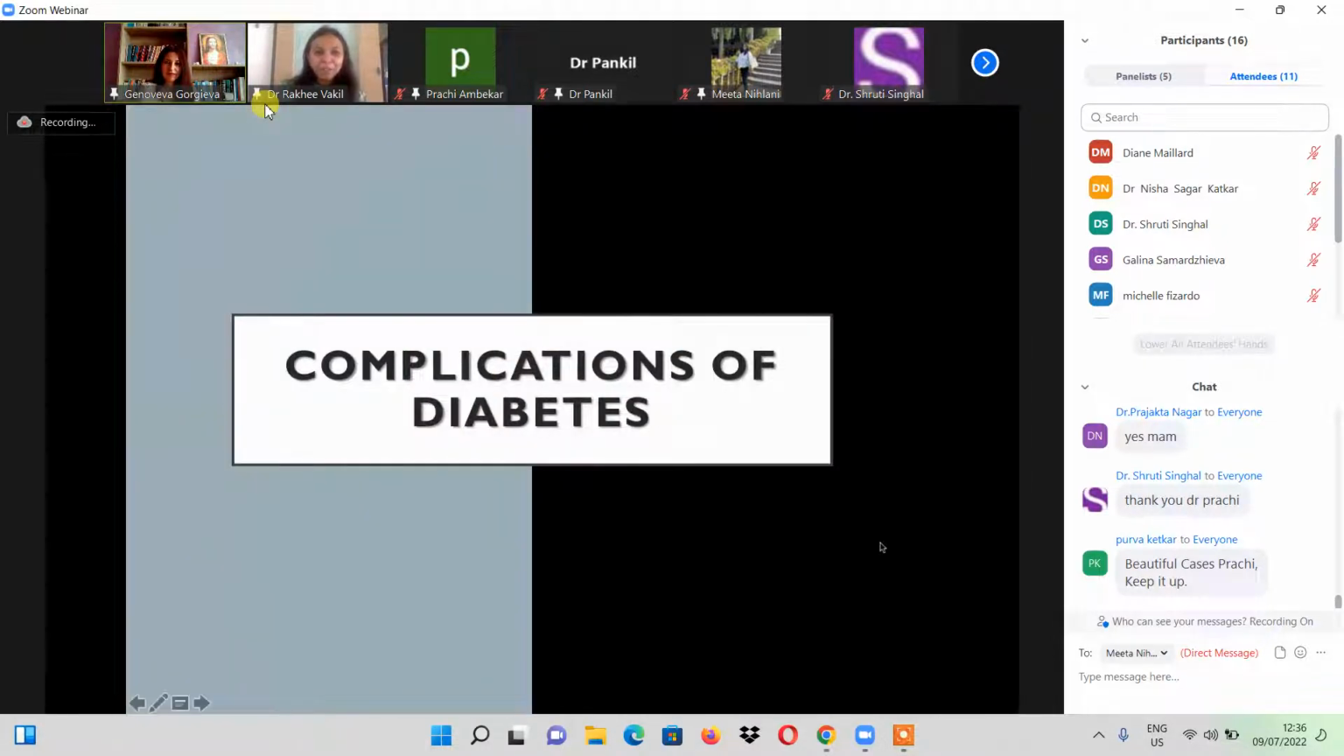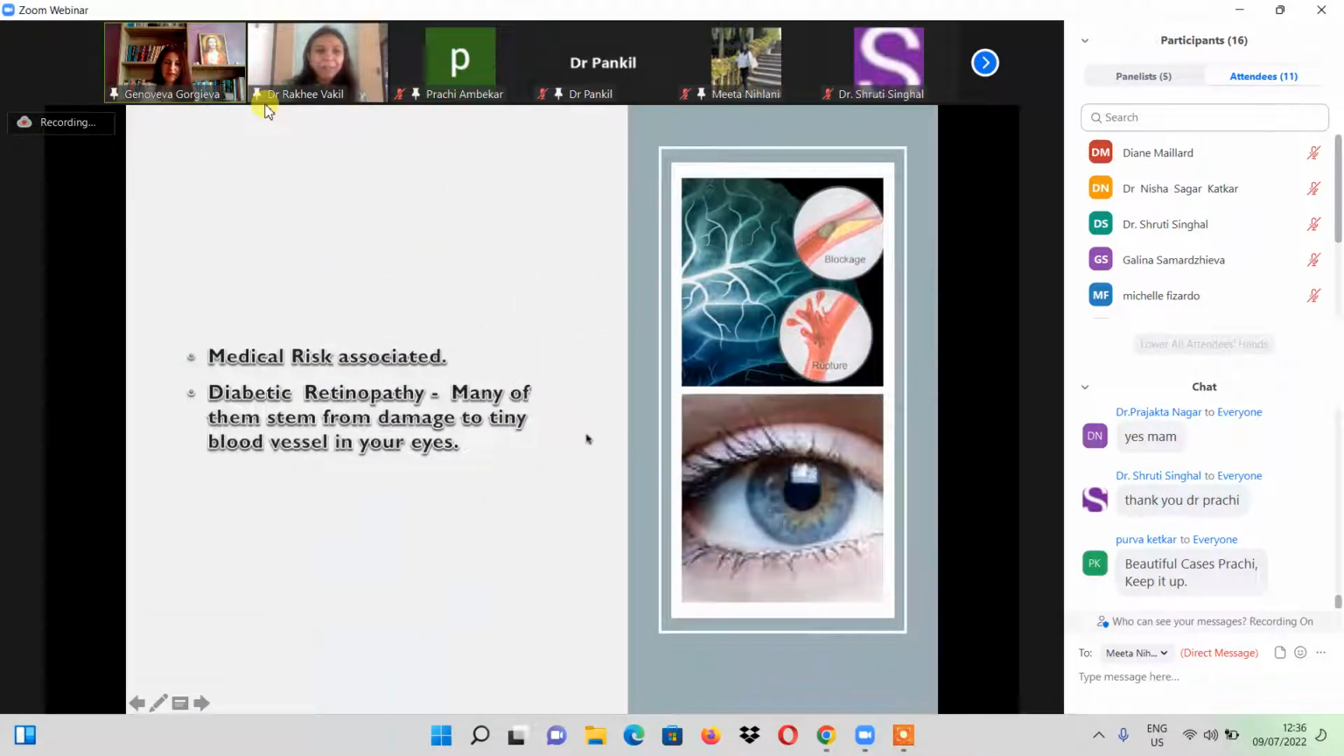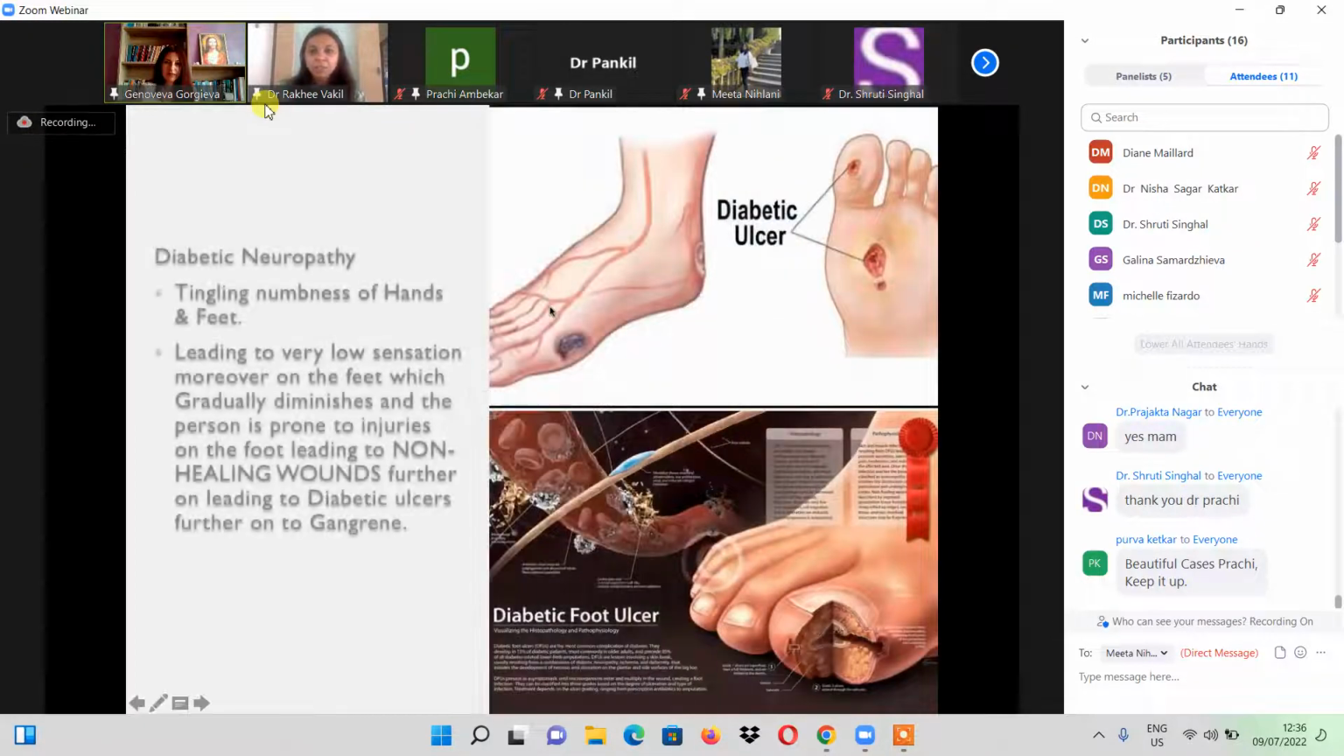Now the complications of diabetes. Medical risk associated with diabetic retinopathy: many of them stem from damage to tiny blood vessels in your eyes. There is a kind of rupture and blockage. Sometimes you see retinal issues and retinal detachment. There is diabetic neuropathy, tingling and numbness of hands and feet, leading to very low sensation, moreover on the feet, which gradually diminishes. And the person is prone to injuries on the foot, leading to non-healing wounds, further on leading to diabetic ulcers, further on to gangrene.